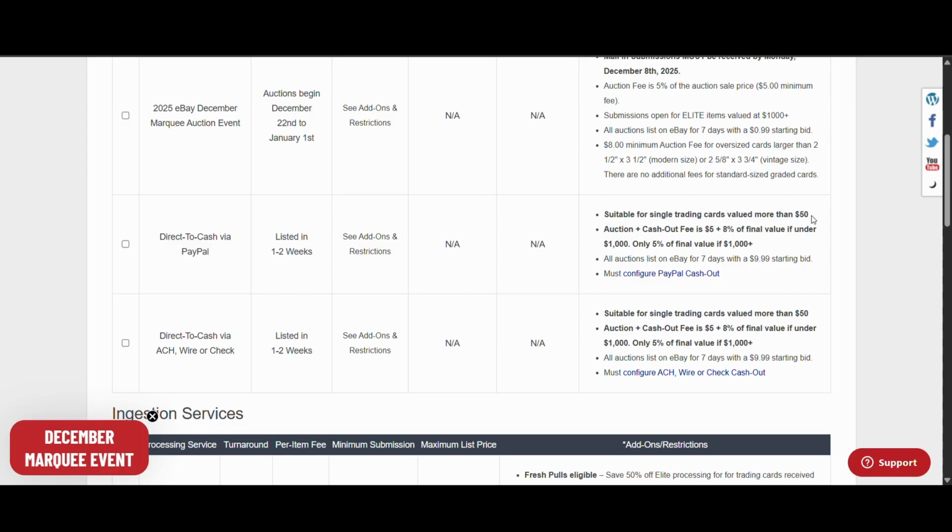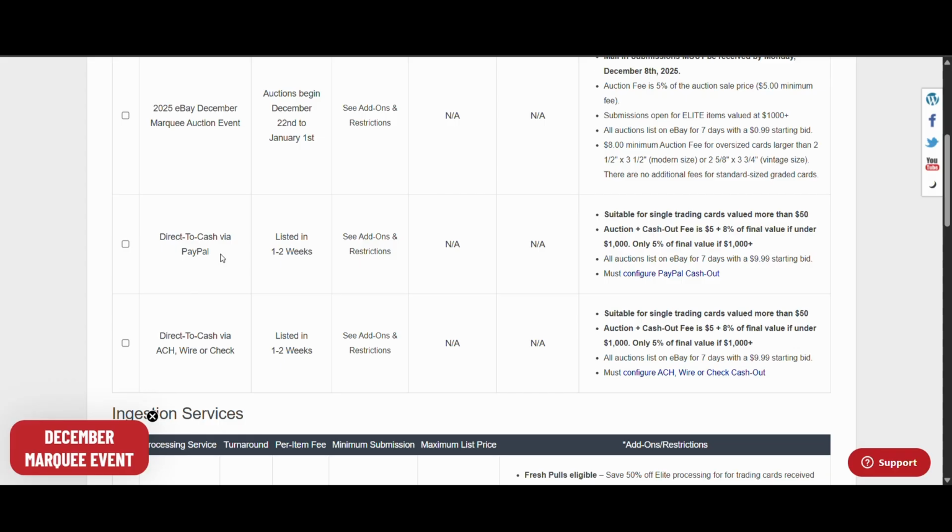They suggest 50, but even 50, because if you do 50, that $5 is 10% of the sales, plus that other 8%, which is another $4. So I wouldn't want to do that. But if I did a $100 card, then $5 is 5%, and then $8, so that's $13. So yeah, it ends up being 13%, which is less than it would be if I was to just sell it myself on eBay. So this is a nice option for your cards that are worth about $100.